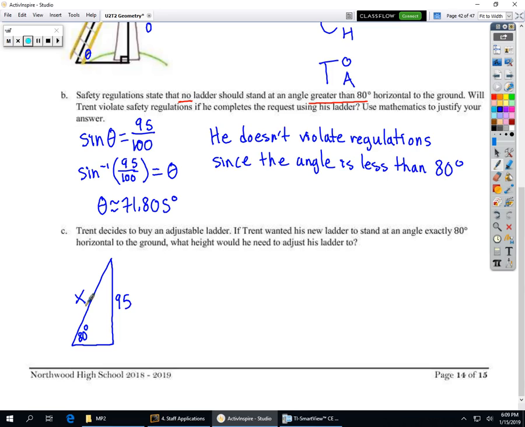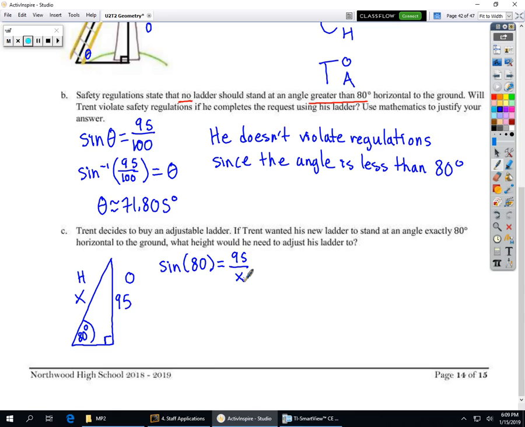Well, according to 80 degrees, and I forgot, you gotta mark that 90. If this is 80, 90 is still the opposite. 95 is the opposite. X is the hypotenuse. O and H, I'm still using sine. So sine of 80 equals opposite, 95, over hypotenuse, X.